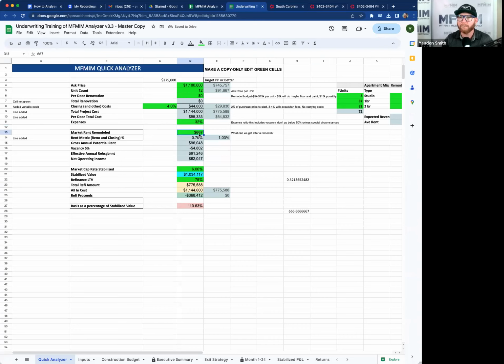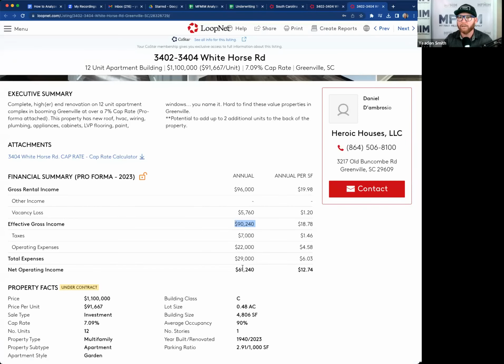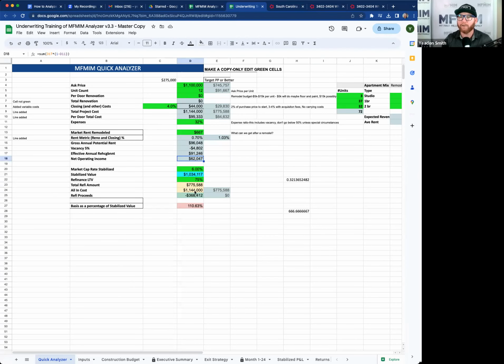That's the current rent. Let's see the NOI right here, 62,000. Let's see how that stacks up with over here. Pretty close. $61,240 is what they say the NOI is. And that's what our calculator shows, pretty close.